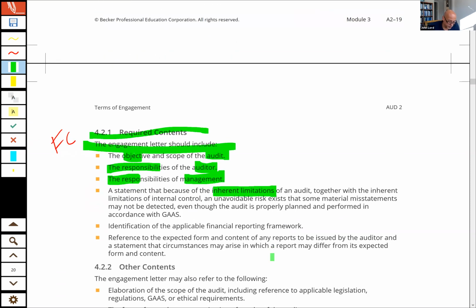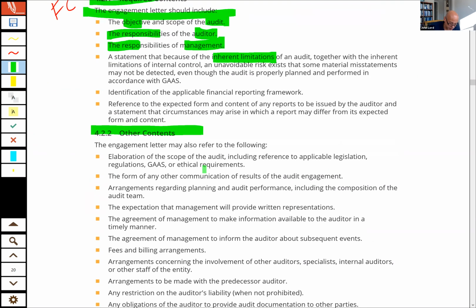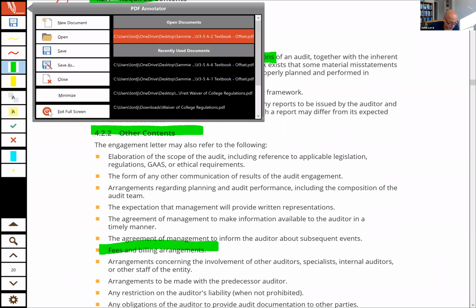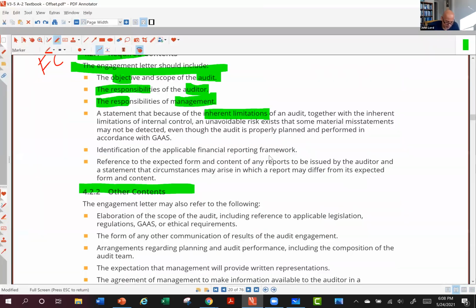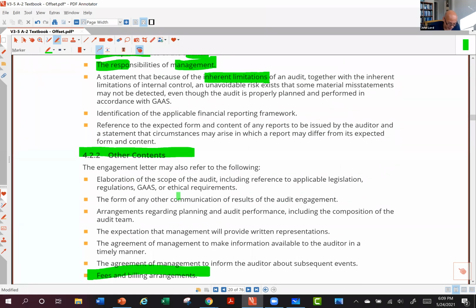Now you come over and they start to talk about other contents, for example, fees and billing arrangements. Now, here's the trouble, guys. The way Becker read this information, it almost becomes impossible for me to give you a good way to remember some of the checklist of things that might go into an engagement letter. So I finally gave up on trying to make sense of that mess they have there on the outline where they start listing all this detail. This is a good flashcard because it's high level, but this becomes a little messy.